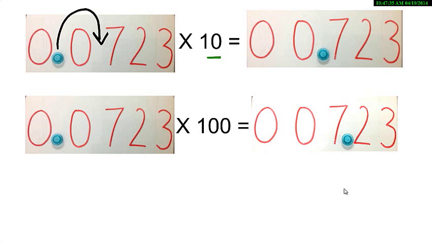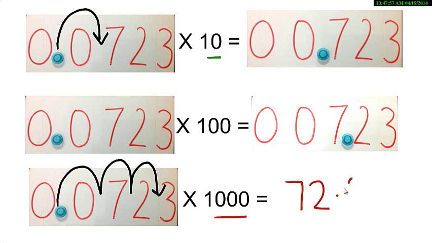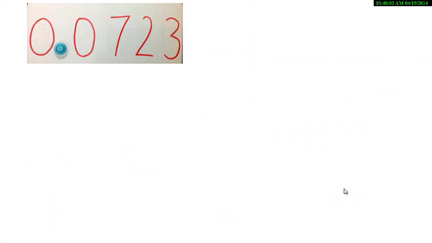What do you think is the answer to multiplying 0.0723 by 1000? So, the decimal point will move 3 places to the right because there are 3 zeros in 1000. So, our answer is 72.3. Now, multiply 0.0723 by 100,000 or 1 lakh. Let us see what happens.